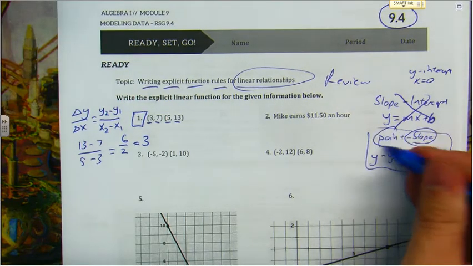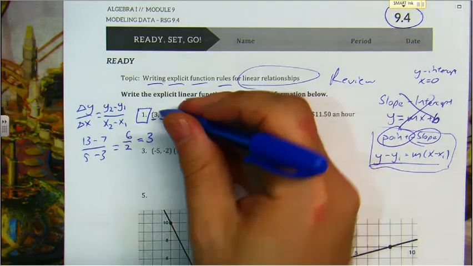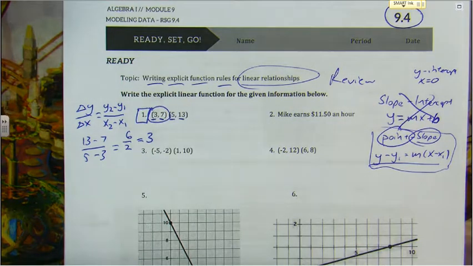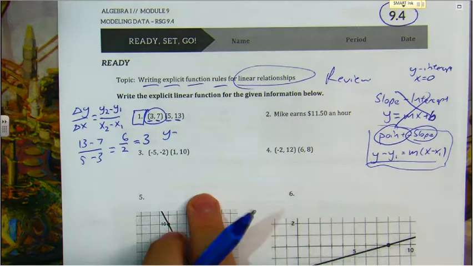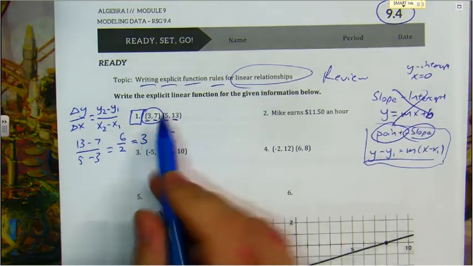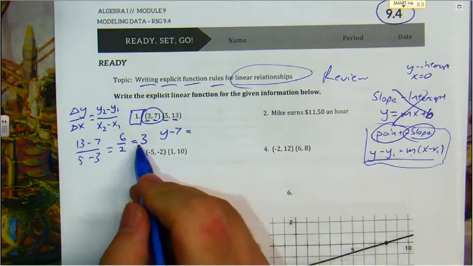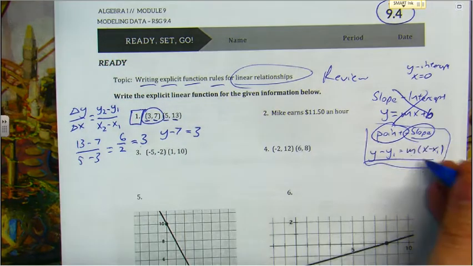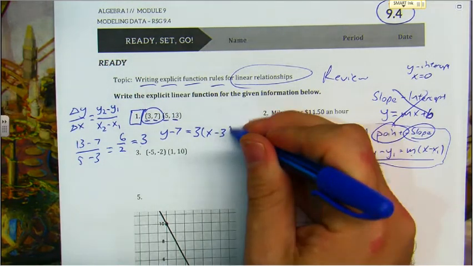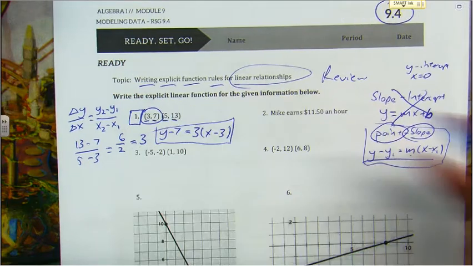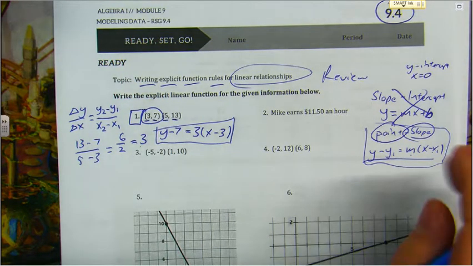I have a point. I can use point slope form. So all I have to do is pick a point. I'll pick the first one. Why? Because it's the first one, and I'm a simple dude. So y minus the y value of my first point, which is 7, equals my m, which we just discovered was 3, times x minus the x value of my first point, which is 3, and I have completed the task. And that's it. That's all we're going to be doing for these ones.